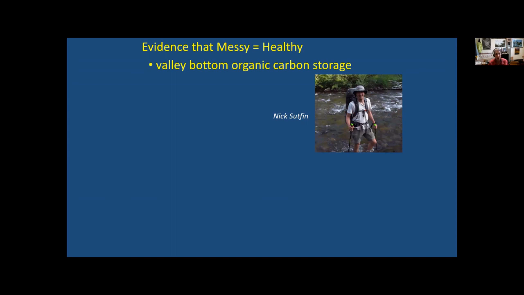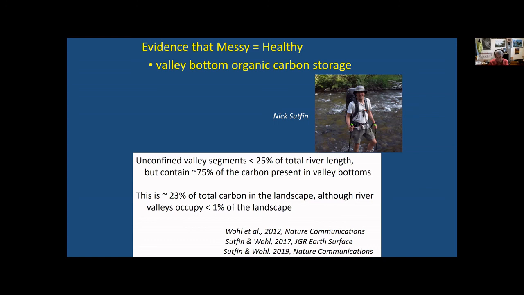This is based on Nick Sutphin's dissertation work, and it shows very strikingly that river corridors have a very high potential for organic carbon storage and sequestration, much more so than uplands in many cases. So in these mountain river networks, we found that those wide low gradient valley segments are less than a quarter of the total river length, but they store about three quarters of the carbon present in the valley bottoms. And the river corridor as a whole throughout the river network is less than 1% of the area in the watershed, but it stores about a quarter of the total carbon.